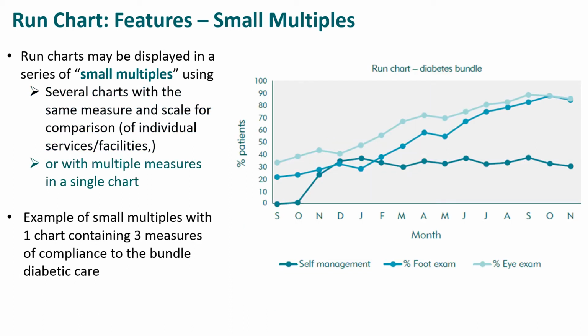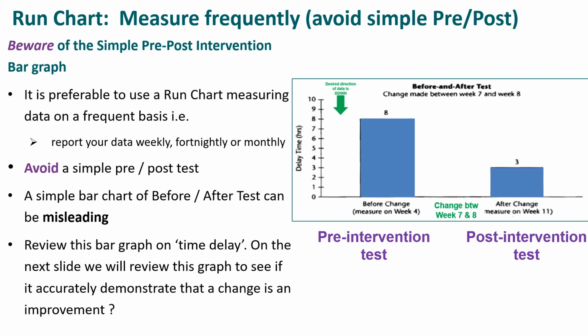This next example of small multiples, we have one chart which contains 3 measures, and what we're looking at here is compliance to the bundle of diabetic care. With this example, they could take it one stage further and include the median line for each of the 3 measures. So in quality improvement, we'd like you to avoid using simple pre-post intervention bar graphs.